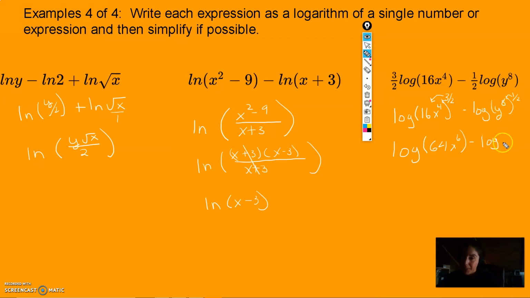8 times 1/2 is 4, so this will be ln of y to the 4th in here. Okay, and then we want to put this as a single logarithm. So this is a subtraction, which is going to turn into a quotient. So this will be 64x to the 6th over y to the 4th. And now we've done our job because we've written the expression as a single logarithm, and we've simplified everything that we can simplify. Nothing else is going to simplify in here. So done, done, and done.